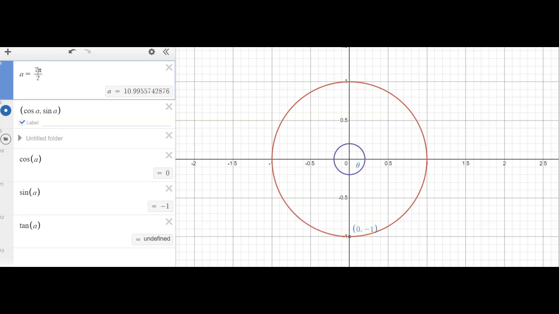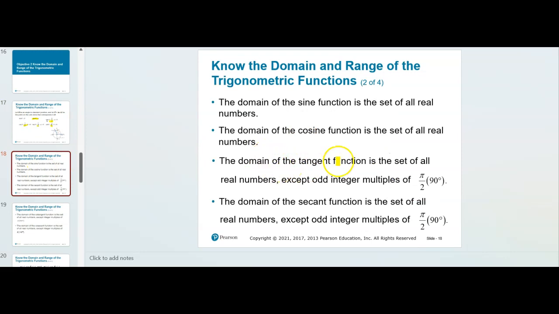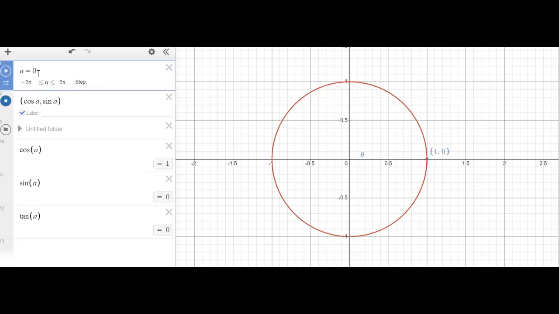Well, why is that important? Because that's where we would divide by 0 when a is in the denominator. Those odd multiples of pi/2. So that's why you see the domain of the tangent function is the set of all real numbers except the odd multiples of pi/2. Likewise, when we switch and do b being in the denominator, or the y-coordinate being in the denominator, that happens when we're on the x-axis, which was the original value, right?